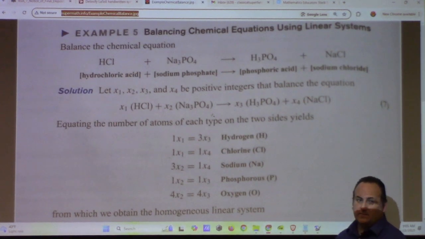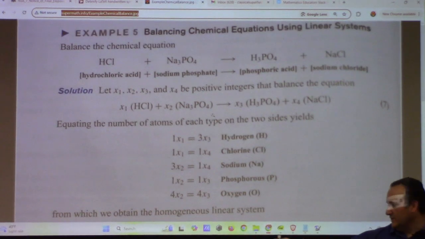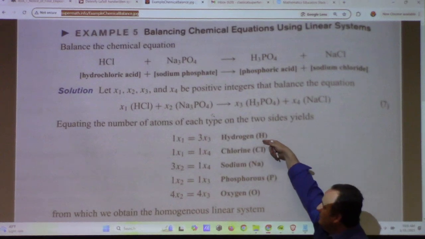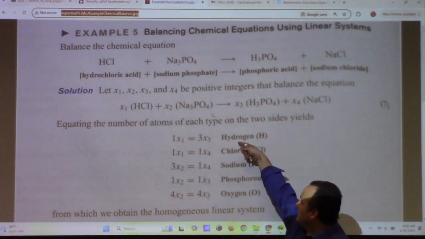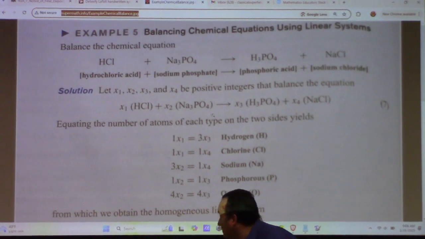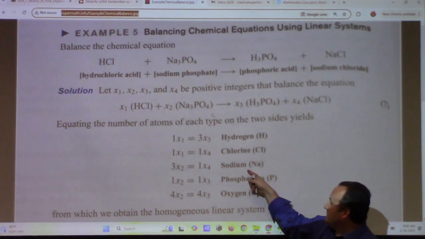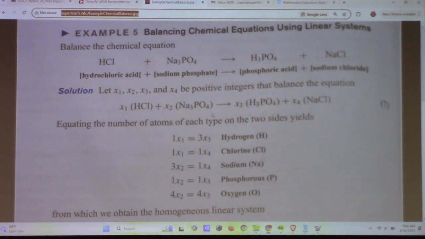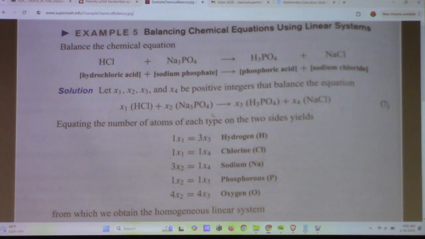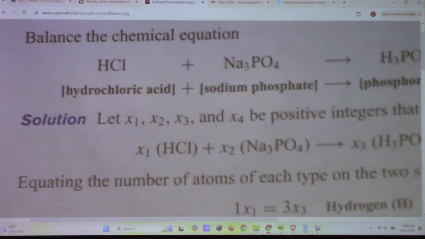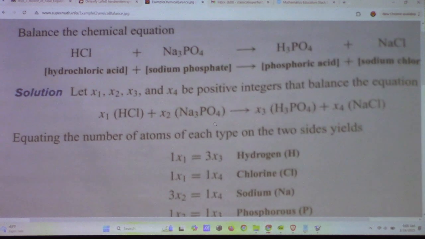So if you look at this, we have to choose x1, x2, x3, and x4 to balance these equations. When you look at these equations, you see x1 is equal to 3x3. X1 is equal to x4. 3x2 is equal to x4. See where these are coming from? I think this is an interesting system of equations because these typically will have infinitely many solutions, but they are of course a physical example.